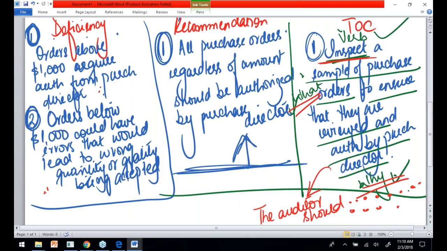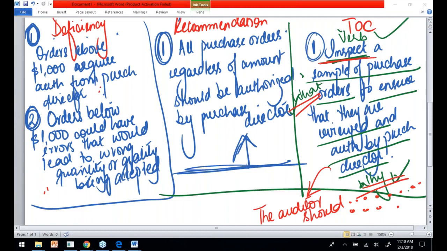Can everyone tell me, do you understand the technique to answering a control deficiency question? Come on, guys. I need to know. Zainab, yes. Muzamil, yes. You're most welcome. I want everyone to tell me if they understand.